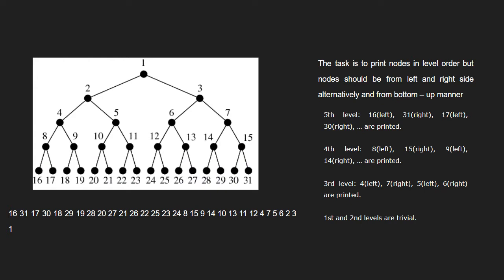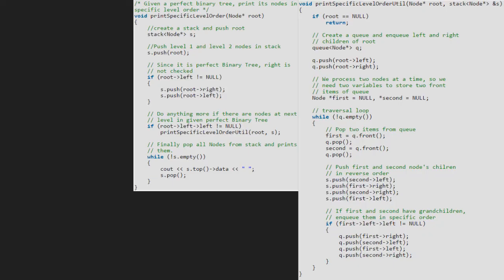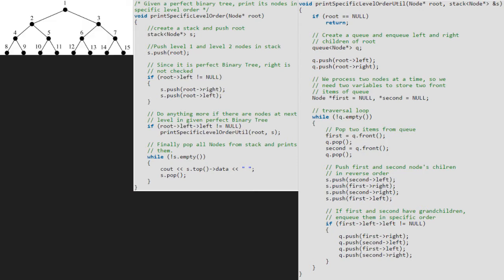Now, let us see the algorithm which will assist us in printing this type of level order traversal. Let us also have a sample tree to test our algorithm. We pass the root node which is 1 to function print specific level order. So, root will point to 1. We create a stack and push the root node which is 1 into the stack.